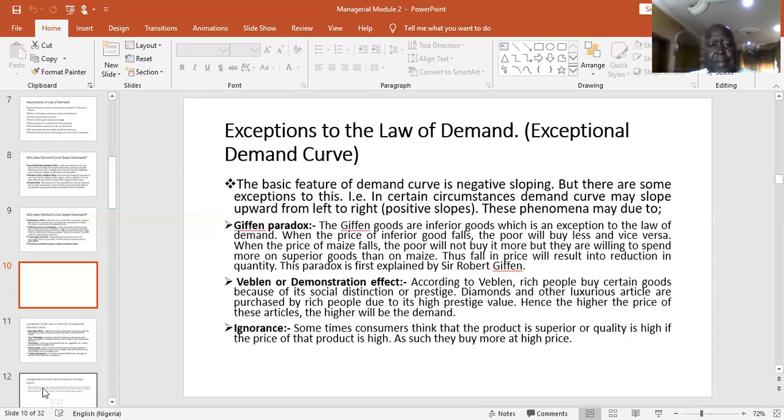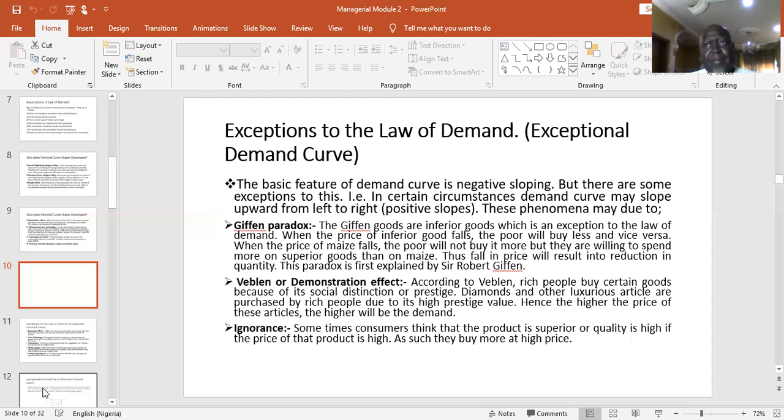And then Veblen or demonstration effect. According to Veblen, rich people buy certain goods because of their social distinction or prestige. That's why you see somebody can take 20 million, 30 million to buy a car. It's just a demonstration effect. So the more expensive those vehicles are, the more expensive those articles are, the more the rich, the super rich will go for them rather than the ones that the poor are using.